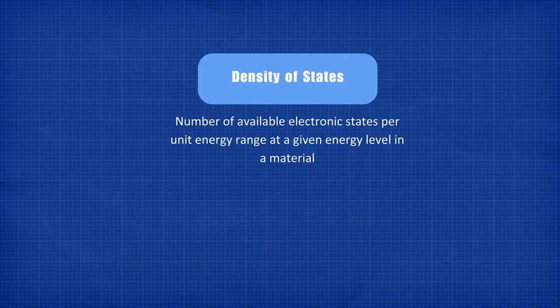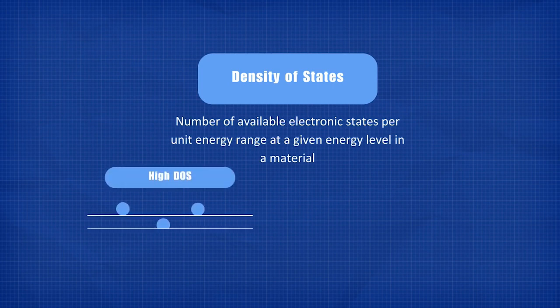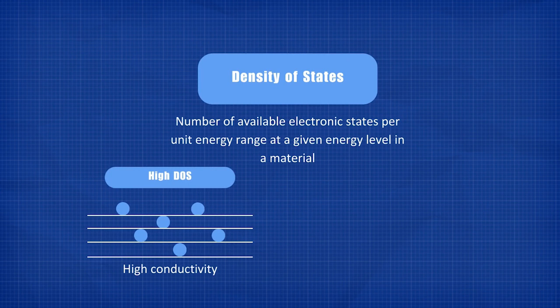For instance, a material with high density of states indicates a large amount of available energy states in a certain energy range for electrons to occupy. Electrons can transition more easily between different states, leading to higher conductivity. This is a characteristic feature of metals, that they are good conductors of electricity.